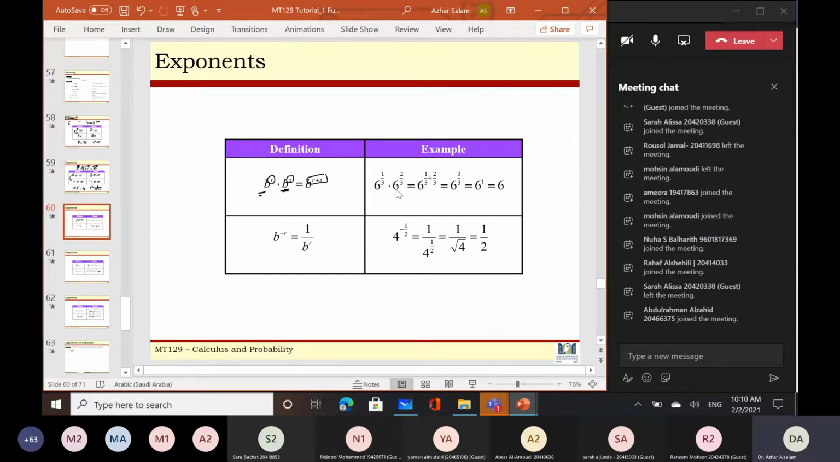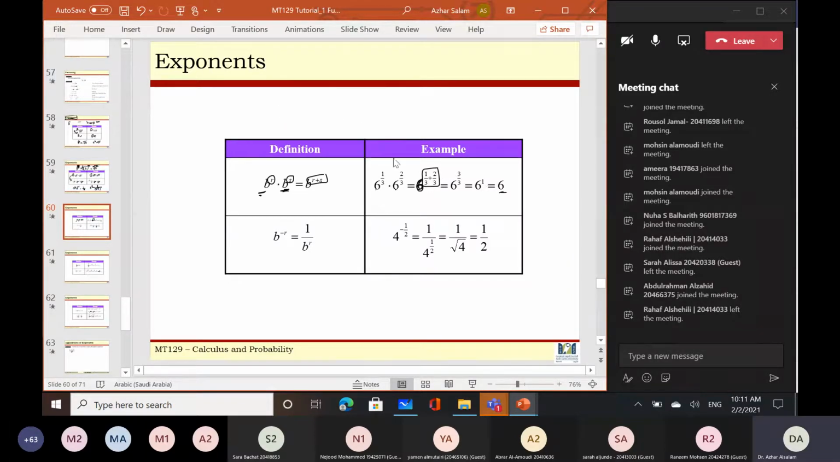For example, here I have 6 to the power 1 over 3 multiplied by 6 to the power 2 over 3. So I just write 6 as it is and add the exponents, 1 over 3 plus 2 over 3. Of course, here I have the same denominator, so I just add the numerators, 1 plus 2, 3 over 3. When I divide, it's 6 to the power 1 and it's equal to 6. Okay.